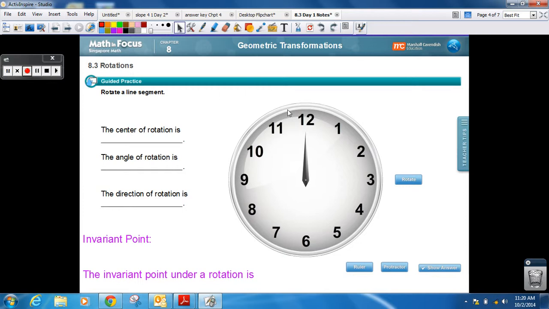We have a clock here, which is a very easy example of rotation that we see on a daily basis. So here it's asking, what is the center of rotation? The hands on the clock rotate about the center of the clock. So the center of rotation is the center of the clock, and it's called the clock face.